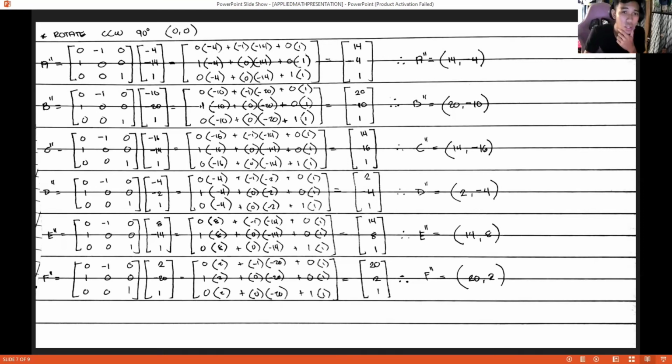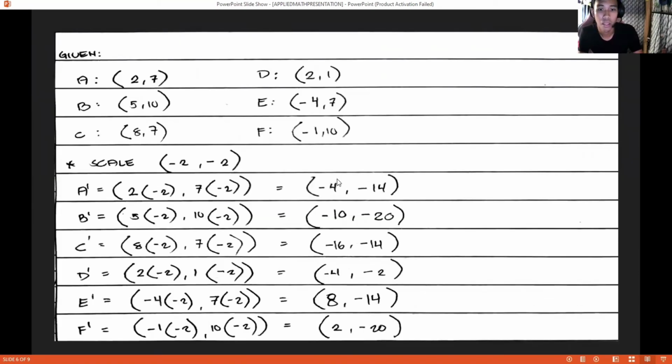So let's try to evaluate the letter A. Since it is a rotation, this is the given, the first matrix that you can see, which is 0, 1, 0, -1, 0, 0. This is a given matrix. Since we came up with the new answer a while ago, this is -4 and -14.